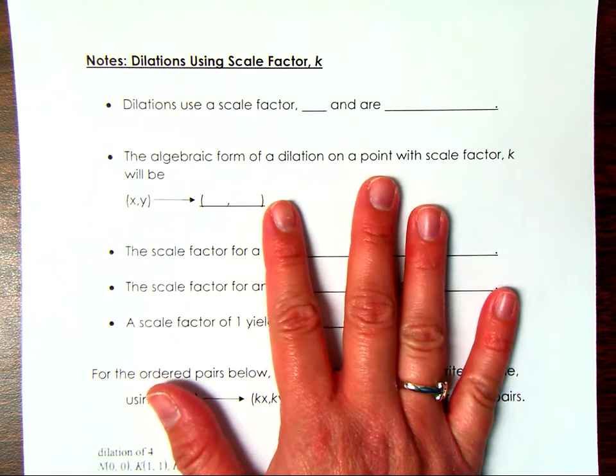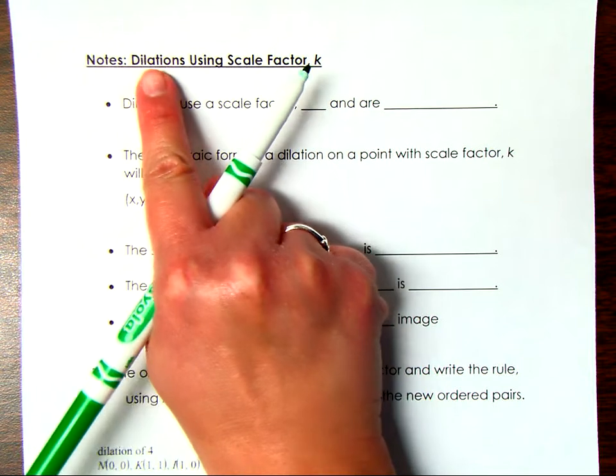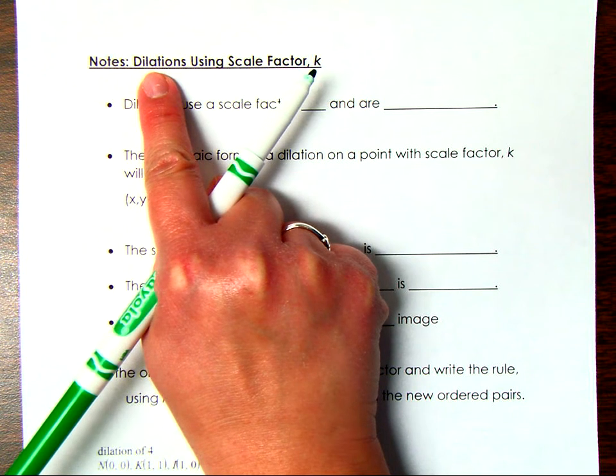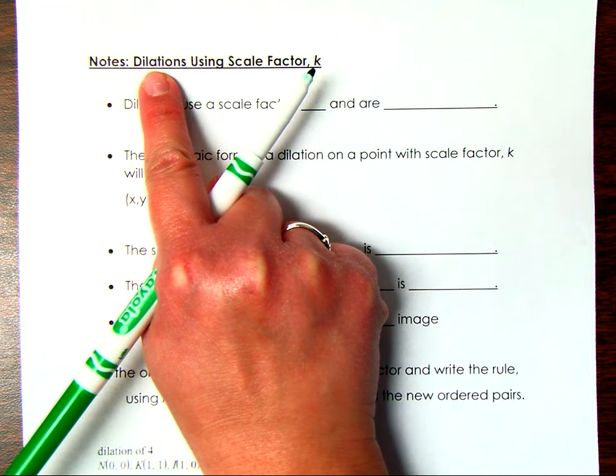All right, today we are going to look at, after we find our scale factor, how we can write that in an equation or using a rule. So let's go ahead and look at what we've reviewed and talked about. Remember, dilations are exactly what similar figures are. However, it has to be an enlargement or a reduction.